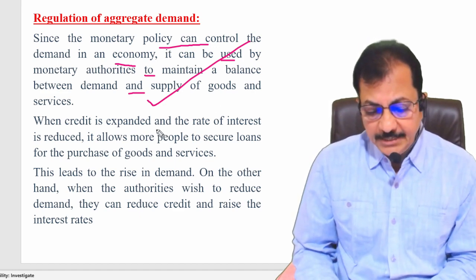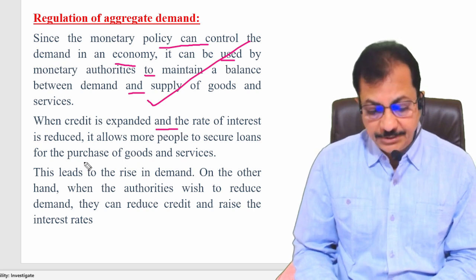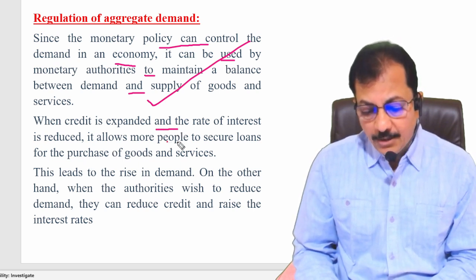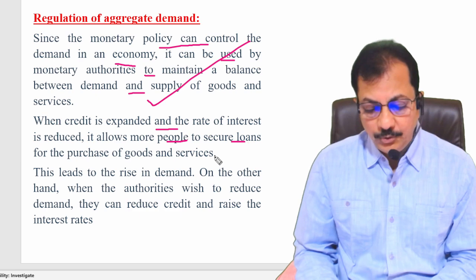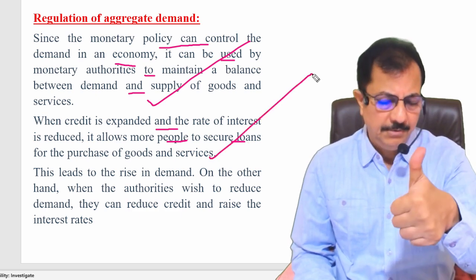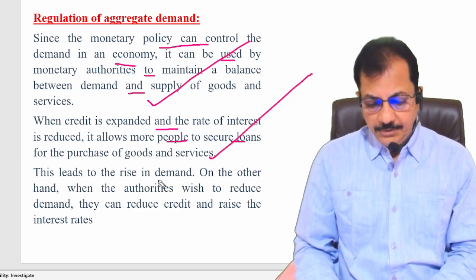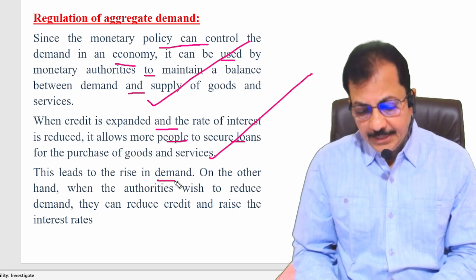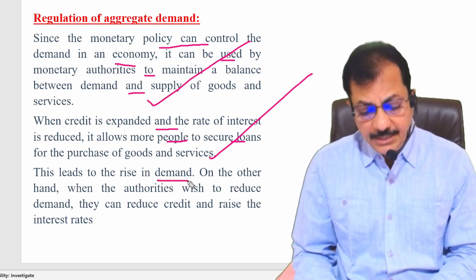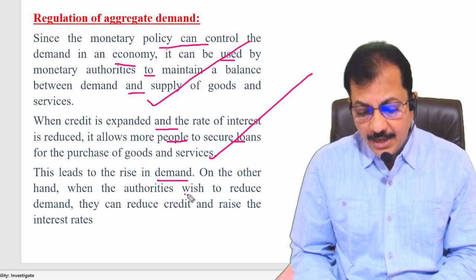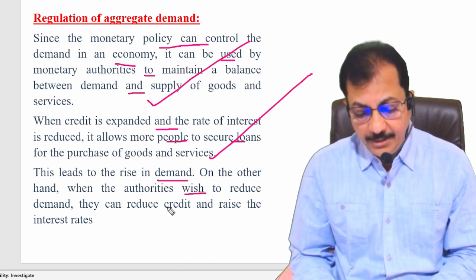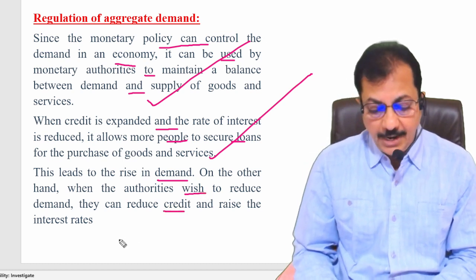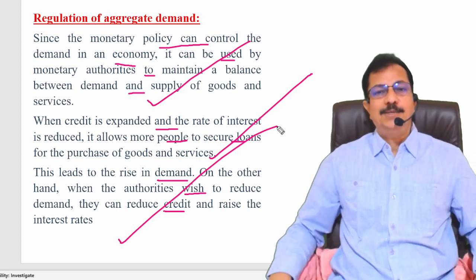When credit is expanded and the rate of interest is reduced, it allows more people to secure loans for the purchase of goods and services. We know that's one. This is leading to an increase in the demand. On the other hand, when authorities wish to reduce the demand, they can reduce the credit and raise the interest rates. That's it. Clear?